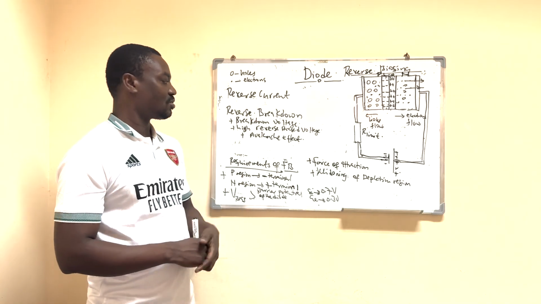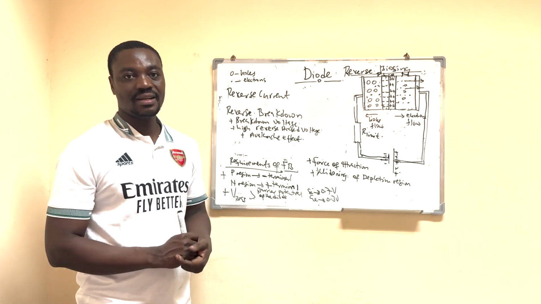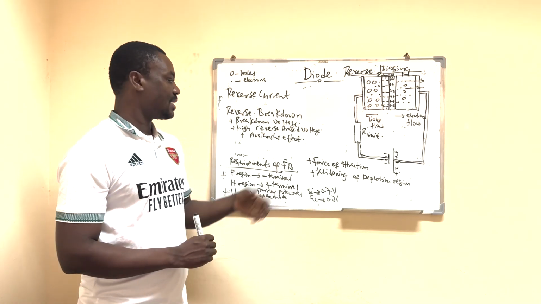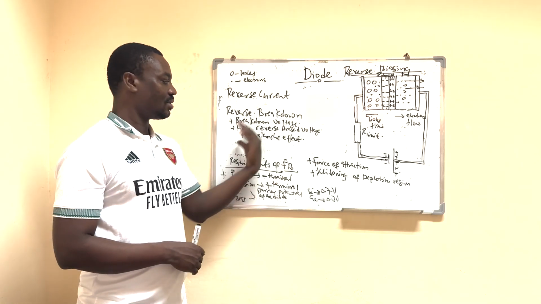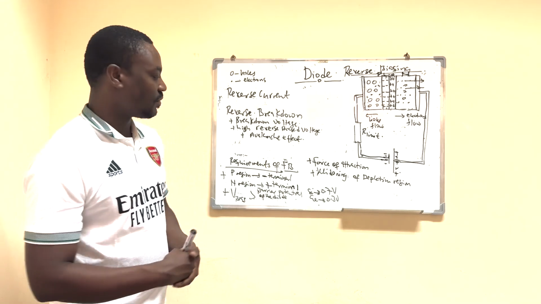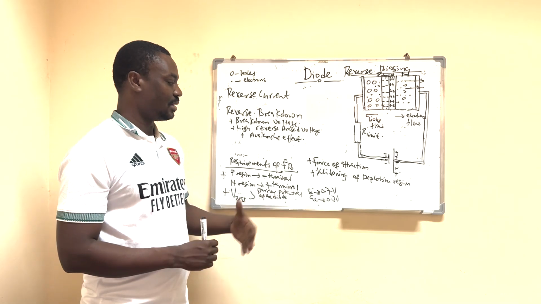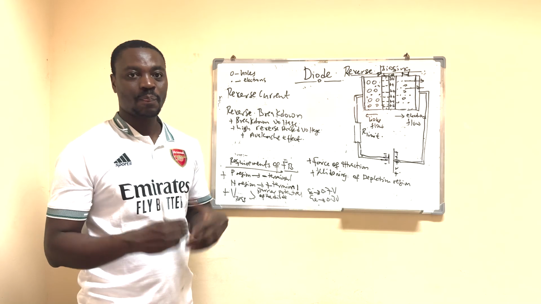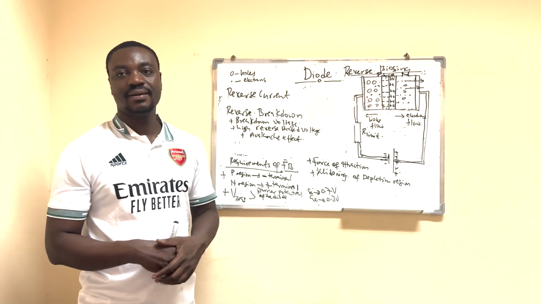This is a result of what we refer to as reverse breakdown, meaning any given diode has a reverse breakdown voltage. Once the reverse voltage exceeds that breakdown voltage, that leads to the avalanche effect, whereby a large amount of current passes through the diode in reverse biasing. So these are some of the parameters that we can talk about regarding reverse biasing.